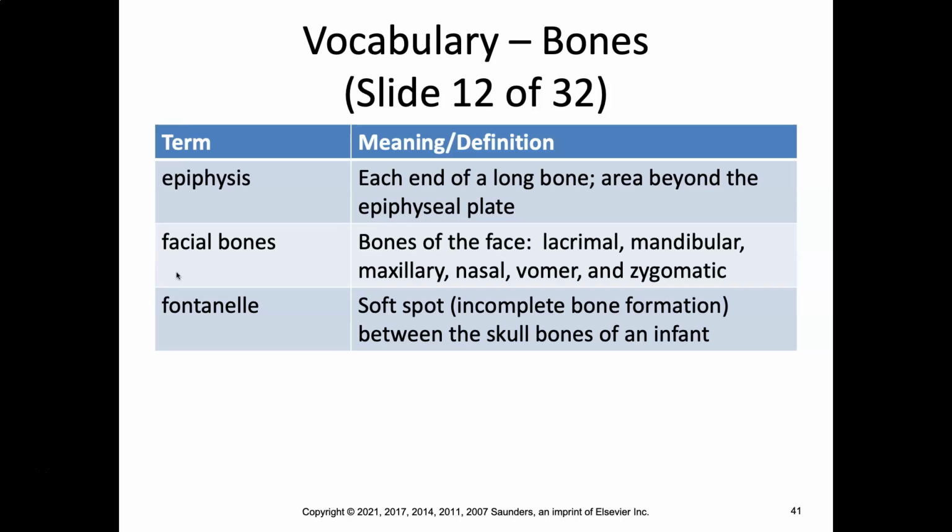Facial bones, fontanelle. When a baby is born, they have what's called a soft spot in the back of their head. It's where their skull bones have not grown together yet. And you don't want them to grow together yet because they need that to be able to survive the birth process and be a little bit flexible there at birth. But as a baby grows, those come together and they seal up, and the soft spot goes away.